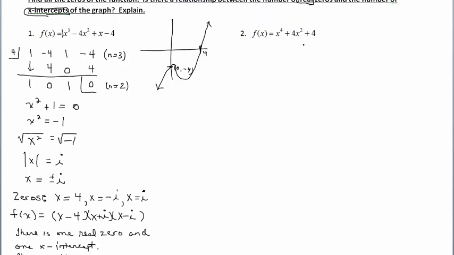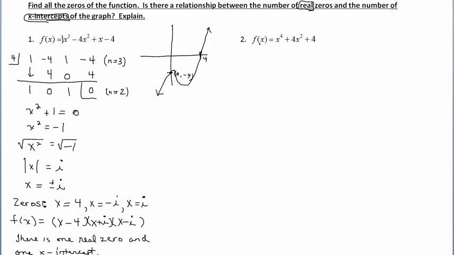Alright, let's look at example 2. Find all the zeros of the function. So I have to set f of x equal to 0 and either factor or maybe use synthetic division. It's not a quadratic equation because the highest exponent is 4, so I'm going to have to rely on some other techniques for finding the zeros.